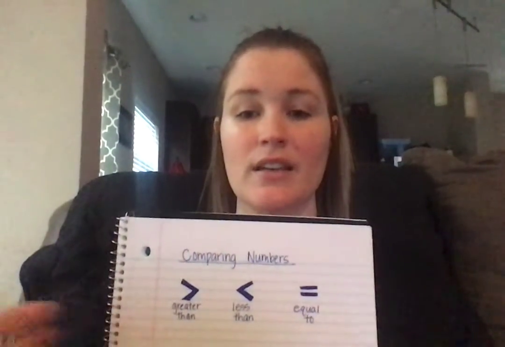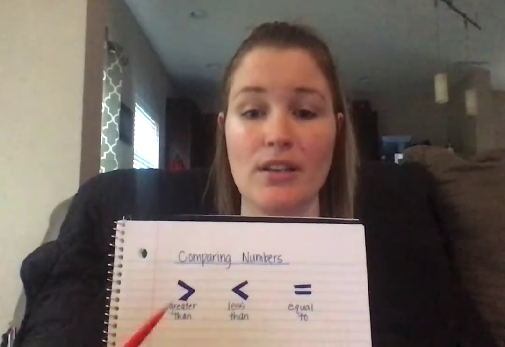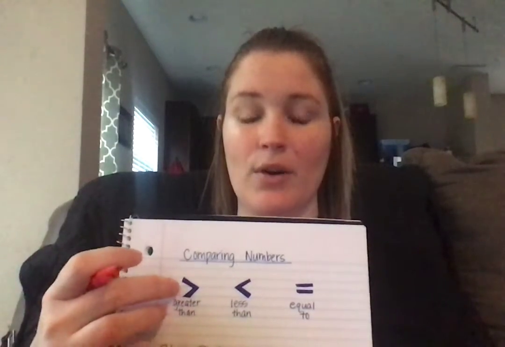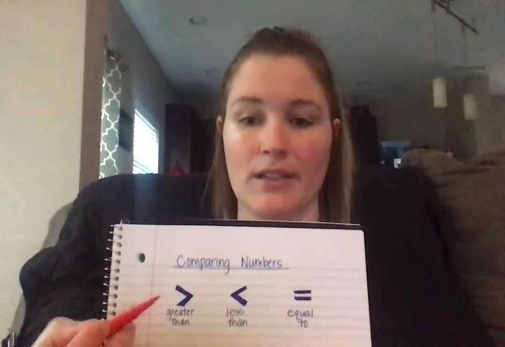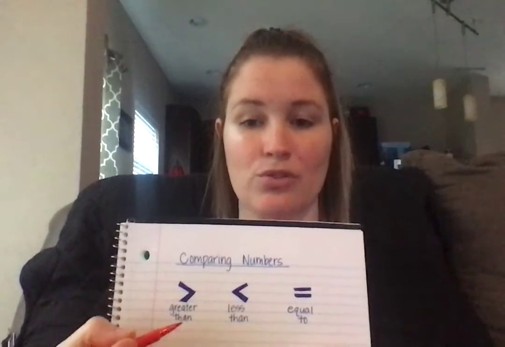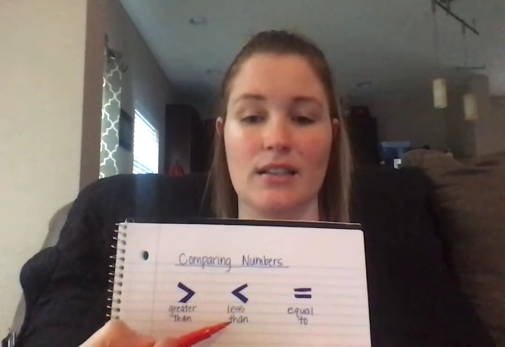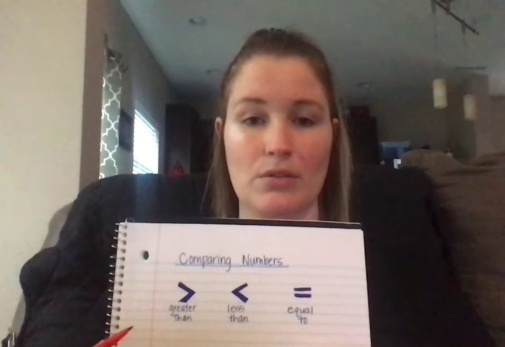So the first thing we need to talk about is these three little symbols, which you guys have done before, okay? So comparing numbers, we have a sign that when our mouth, our big part, is open to the left, we call that greater than. So our bigger number goes here and our smaller number goes here. So that's greater than. When our point is pointing to the left, that is a less than. So our smaller number goes here and our bigger number goes here.